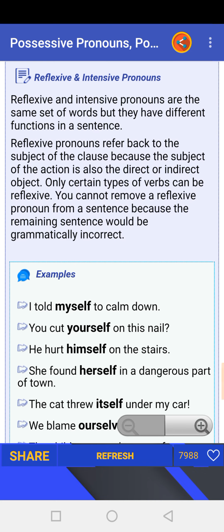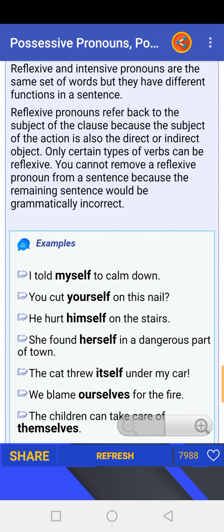So finally, reflexive and intensive pronouns. Reflexive and intensive pronouns are the same set of words, but they have different functions in a sentence. So we have reflexive pronouns and intensive pronouns. They are the same, but their functions aren't the same.